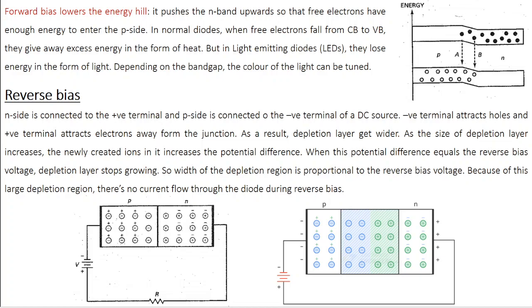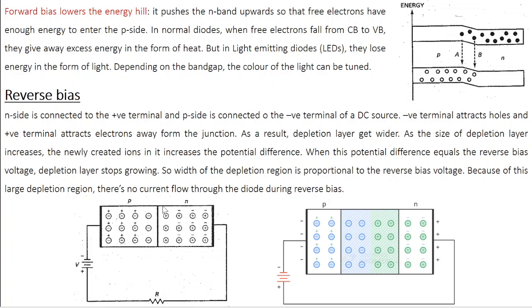Coming to reverse bias, this is a completely opposite story. Here, the p side of the diode is connected to the negative terminal of the battery, and the n side is connected to the positive terminal of the battery. Here what happens? The negative terminal is going to attract the positively charged holes towards it. Similarly, the positive terminal is going to attract the negatively charged free electrons on the n side towards it.